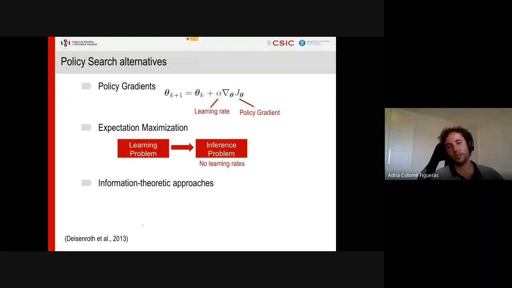There are different ways, in general terms, of doing these policy search methods. One of them is to use policy gradients. In policy gradients, you generate some samples and you want to infer the gradient of this J, which is the expected reward. We want to maximize the expected reward. So through samples, we approximate this policy gradient, and we update our parameters with it. It can be estimated in different ways.